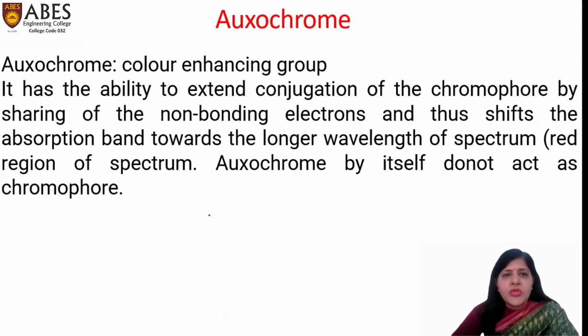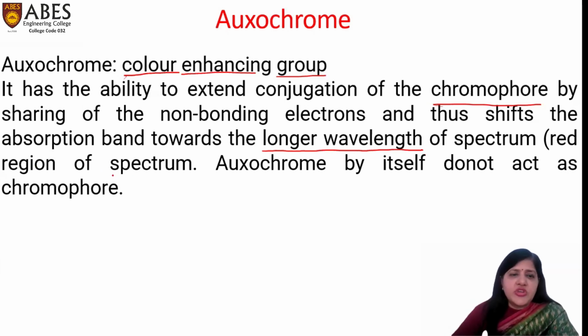Oxochrome. Oxochrome is basically a color enhancing group. The function of the oxochrome is to enhance the absorption pattern of the chromophore. It helps the chromophore to shift its absorption towards the higher wavelength or longer wavelength of the spectrum, which means it helps the chromophore to shift its absorption maxima towards the red region of the spectrum.